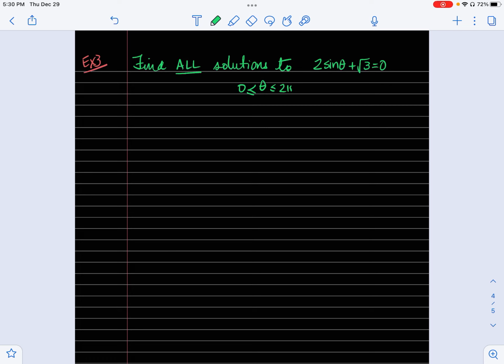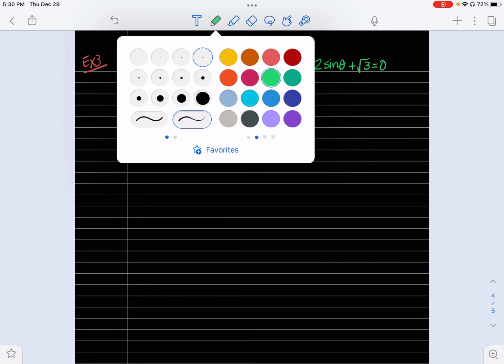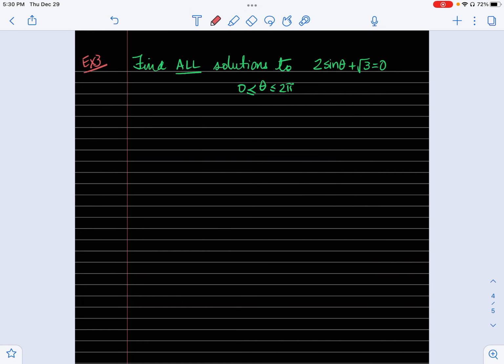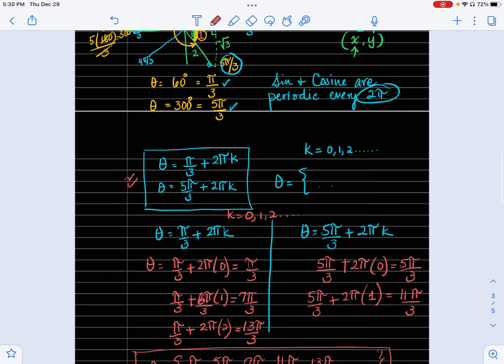Hey, welcome again. Example 3, find all solutions to this given equation. Notice in this question, there is a restriction to the answer. Theta is restricted between 0 and 2 pi. That's a good thing, and that's what is different from example 2, when the question was worded pretty much the same, find all solutions. I'll show you it real quick.